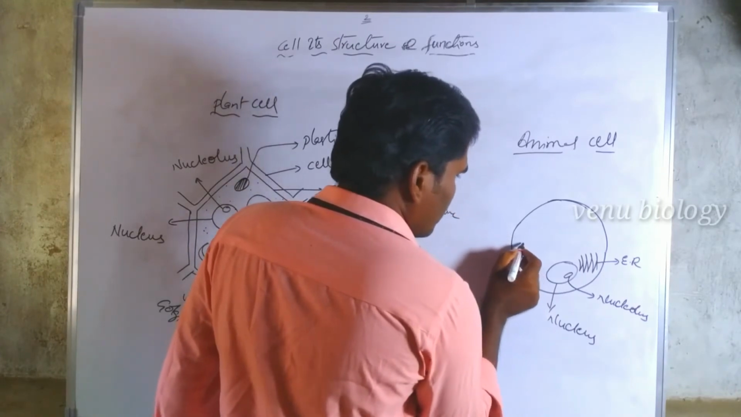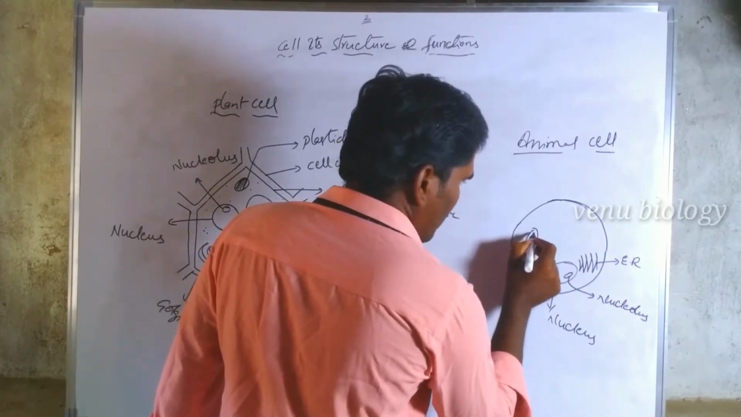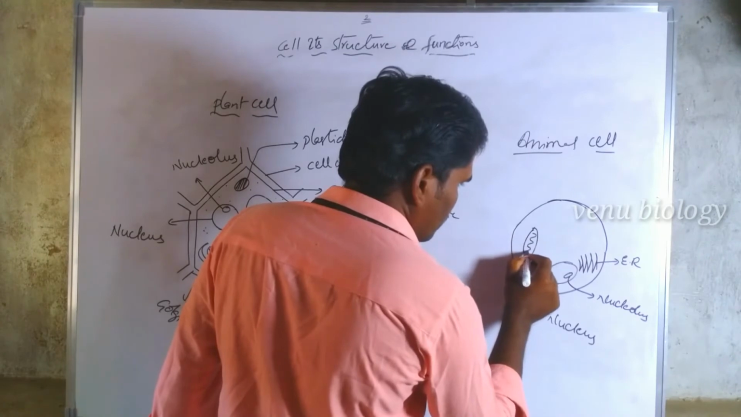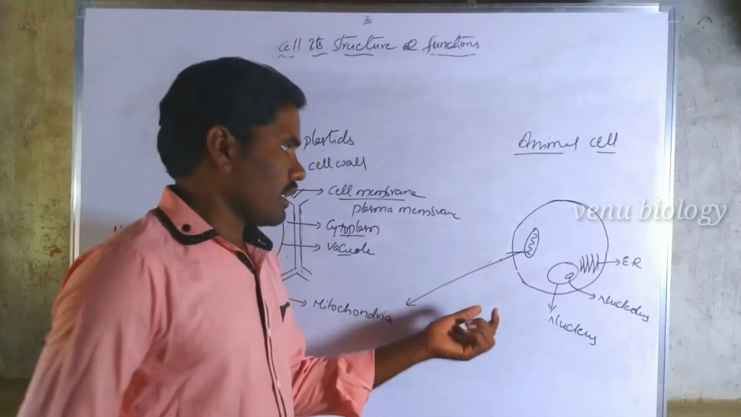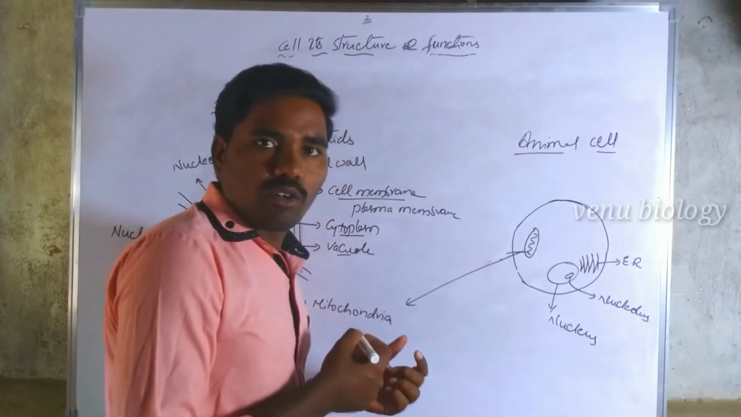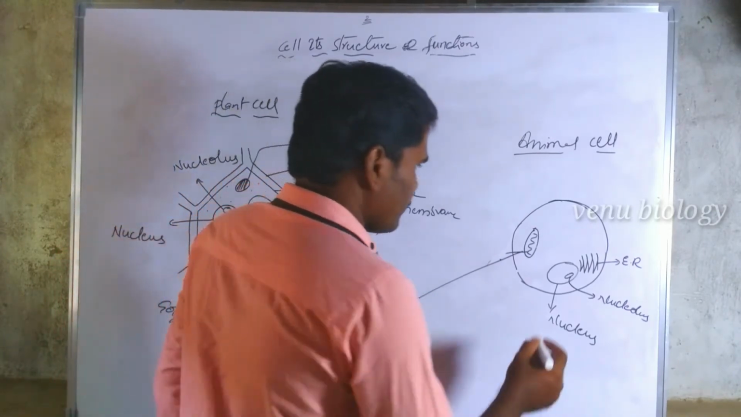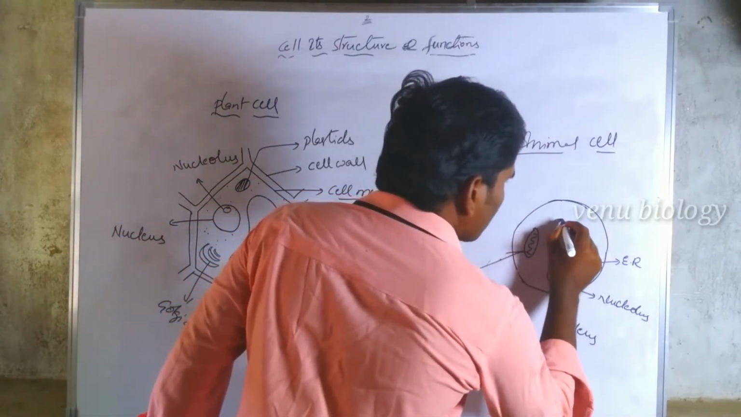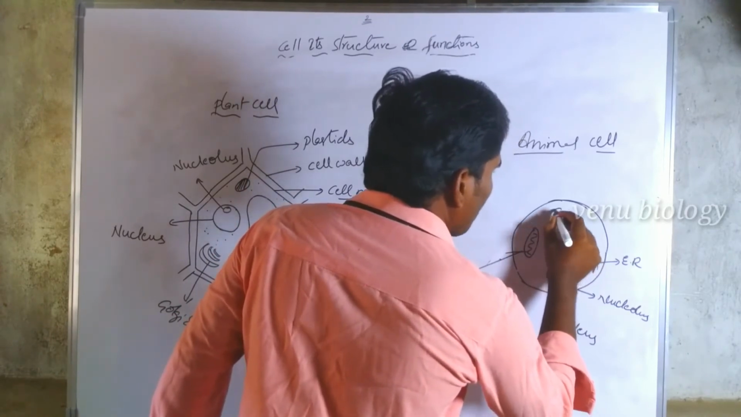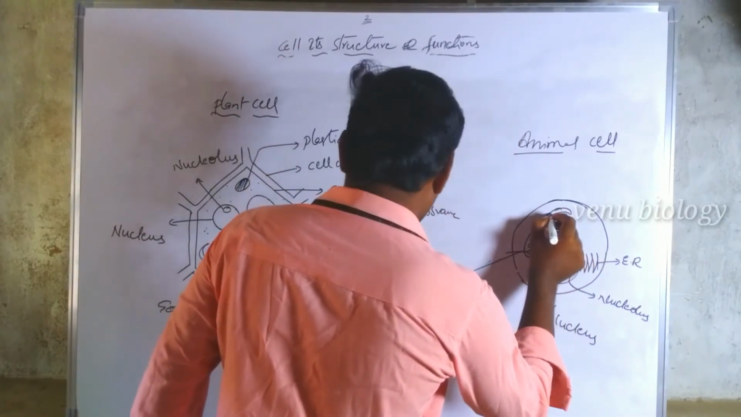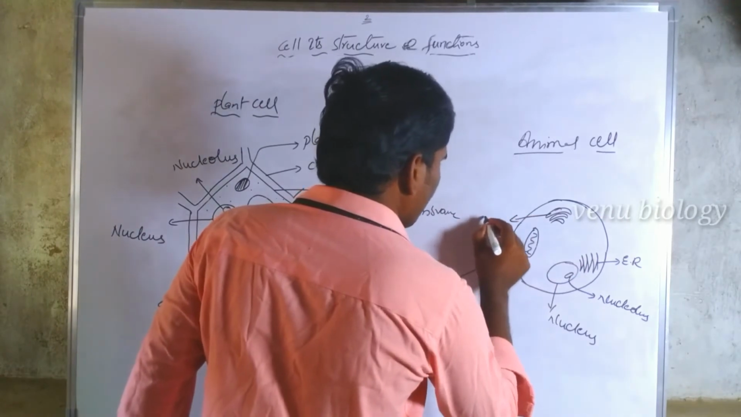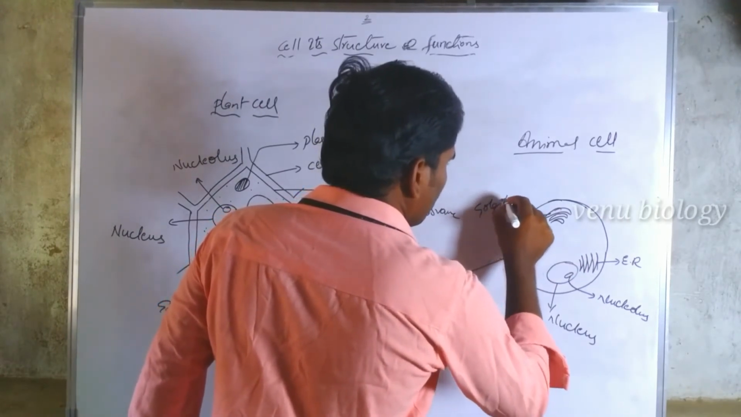cell. Here we draw the mitochondria. Here the mitochondria is found in both plant cell and animal cell. Okay, here we draw the Golgi bodies. Golgi bodies are also present in both plant cell and animal cell. Golgi body.